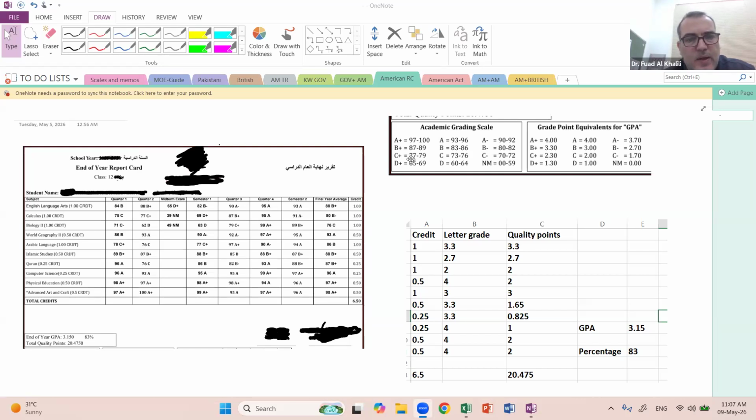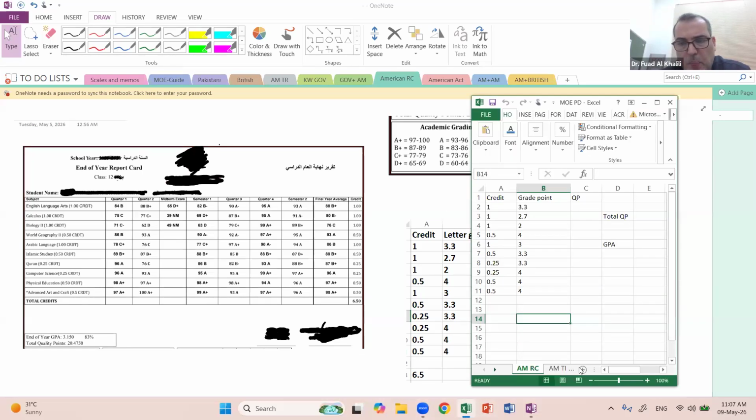For example, what is an A? A is 4, A plus is 4, A minus 3.7, B plus is 3.3. There are certain discrepancies for certain schools. For example, A minus is 3.75. This one, I assume, is approved by the Ministry of Private Education. So how to calculate the GPA for this report card, I will go over this.